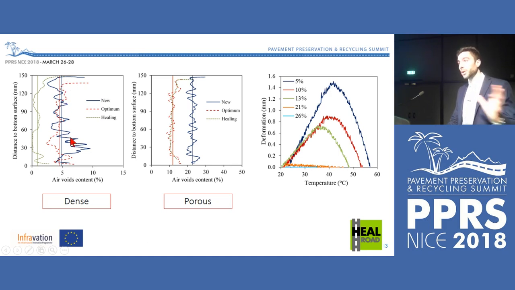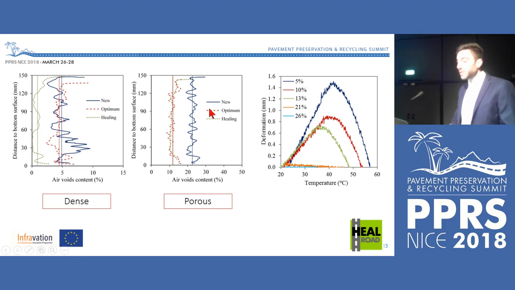When we apply the optimal number of cycles when I should do the healing, the air voids practically have no change, more or less around 5%, as I said before. But after heating it, the air voids are practically zero, which means that the air voids now are full of bitumen. And that's very important.